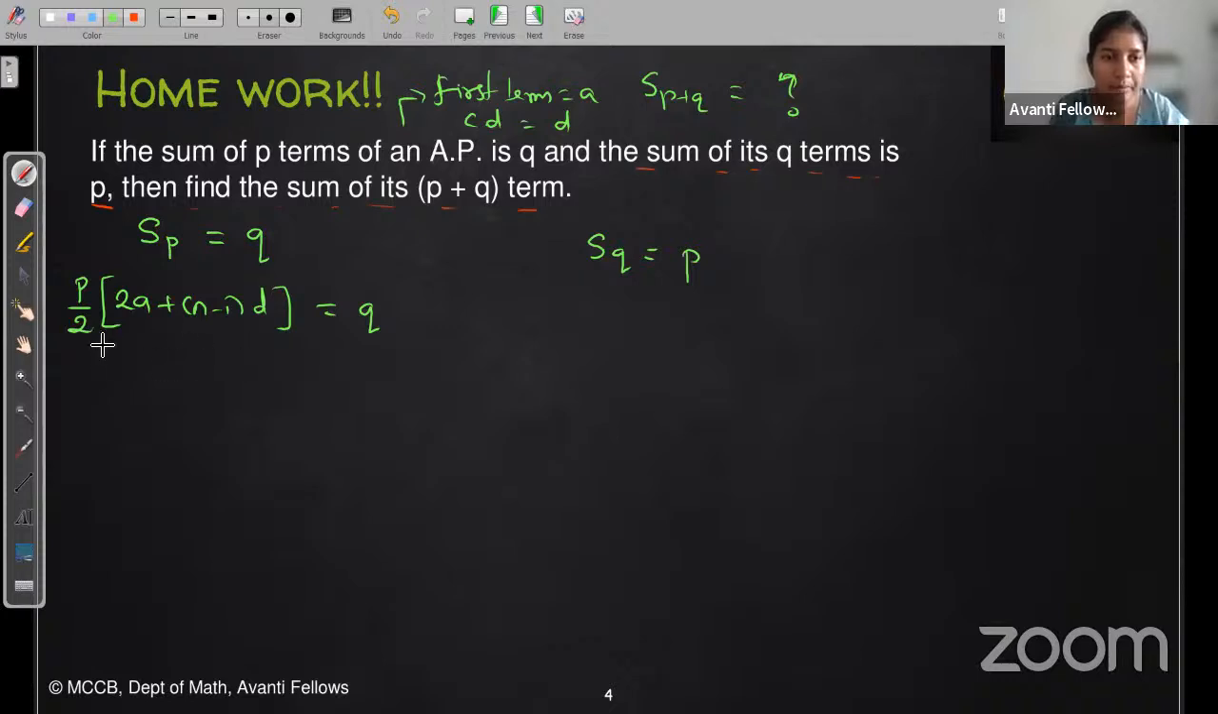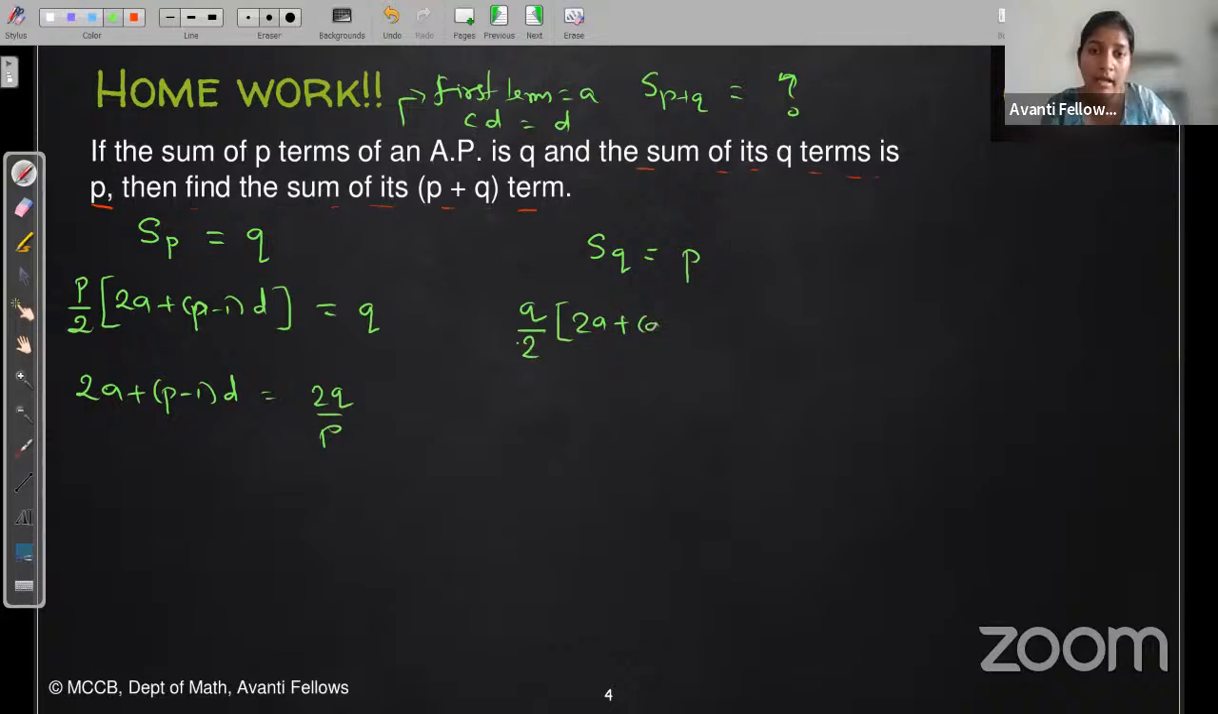Now just multiply this 2 inside. What do you get? If you take 2 on the other side and this p on the other side, what do you get? We will get 2a plus p minus 1 into d is equal to 2q by p. Similarly, the sum of the first q terms will be q by 2 into 2a plus q minus 1 into d is equal to p, right? So shift the terms which are outside the bracket to the other side. What we will get is 2a plus q minus 1 into d is equal to 2p by q.